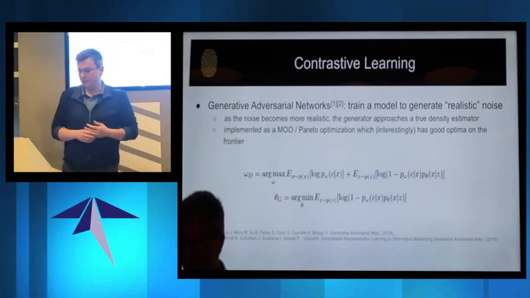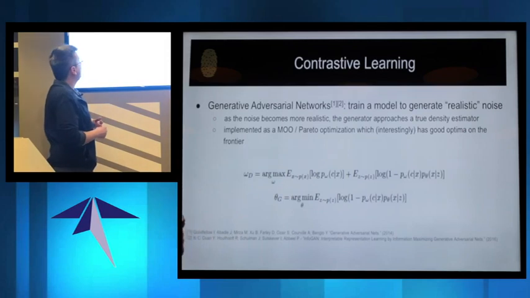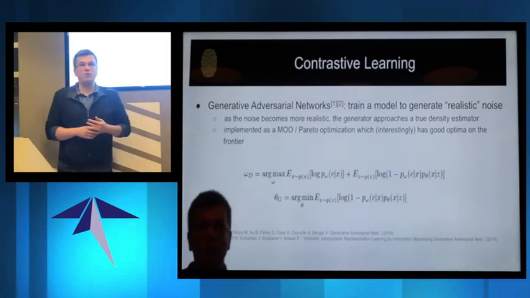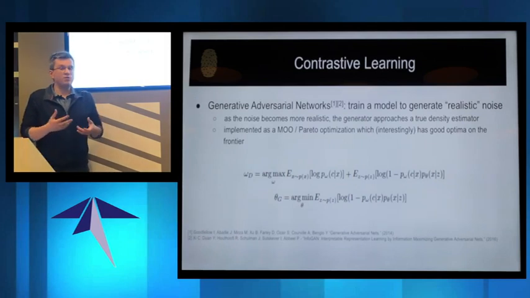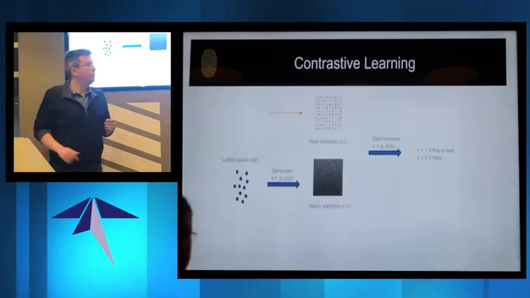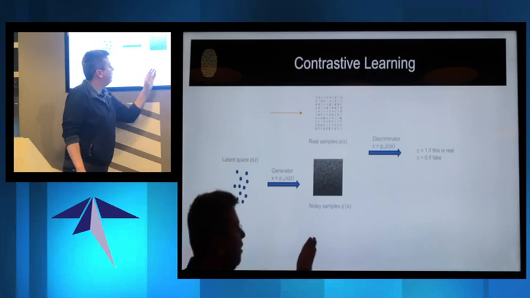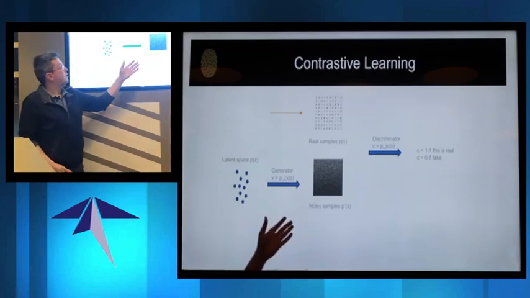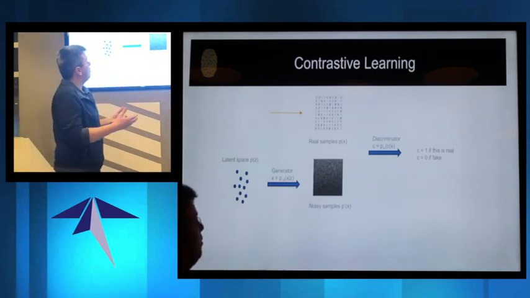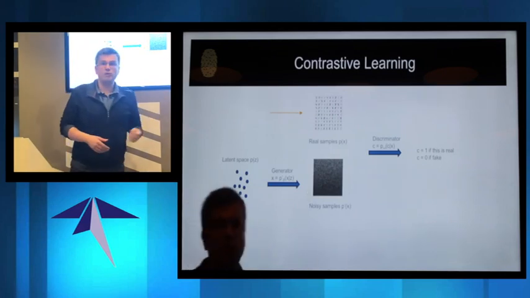The basic model is the generative adversarial network, which is the state of the art today. Essentially, it's noise contrastive estimation turned upside down. We draw random samples from our latent space and generate them. These are our noisy samples, and then we draw real samples from our training set and put them through the discriminator.